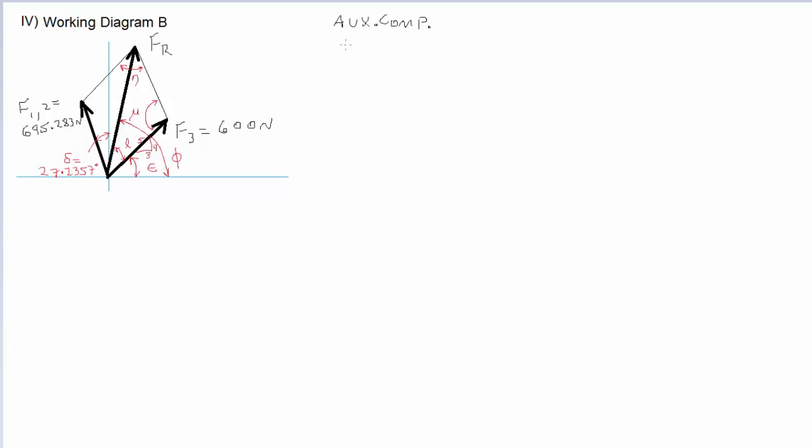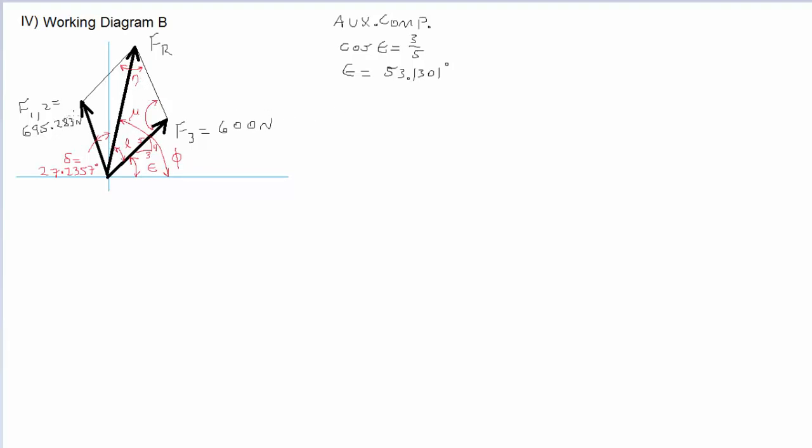The cosine of epsilon would equal 3 over 5. So that means that epsilon is going to equal 53.1301 degrees. We can also figure out what eta is. Eta is the angle between F12 and F3. It's the same on both sides because we have a parallelogram.